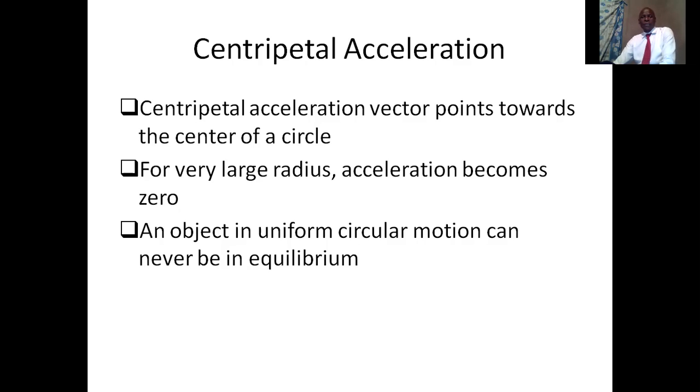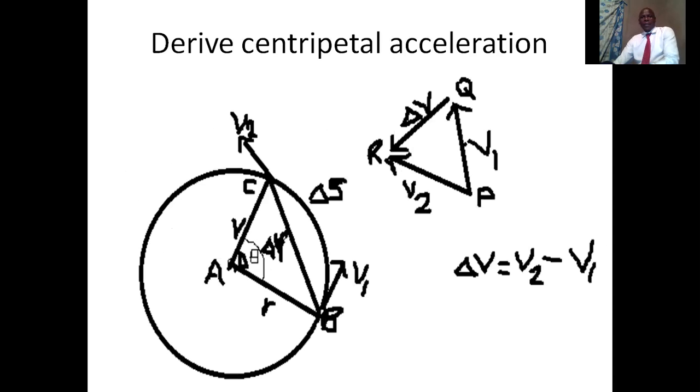An object in uniform circular motion can never be in equilibrium. What this means is that since there is always acceleration, there is no way an object can attain an equilibrium state. Earlier we indicated that for an object to attain the equilibrium state, it should not be accelerating. And so now we are going to derive centripetal acceleration.